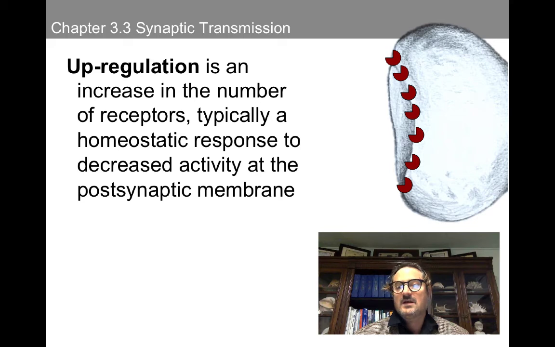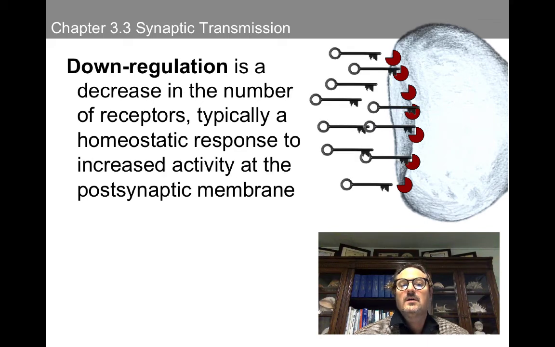So if somebody does not have enough dopaminergic activity, maybe there's not enough dopamine, you're going to have an increase in the number of receptors. So it's a homeostatic response to the decreased activity at the postsynaptic membrane.